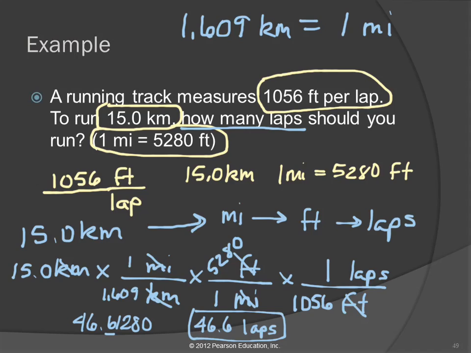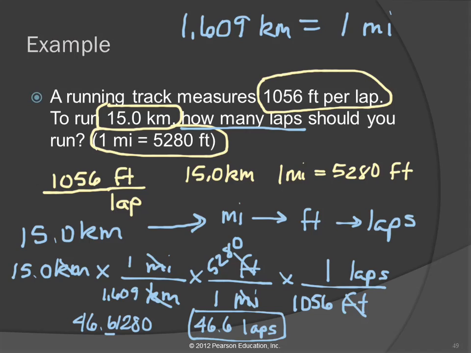Is that answer reasonable? To run 15 kilometers, and the laps are about 1,000 feet, you're going to have to run a lot of laps, right? Good luck counting to 46 while you're running that long. Yes? Does it matter how you do it, like the way the notation gives you? It doesn't. You could multiply all the way across and then divide all the way across the bottom. I don't recommend that, though.